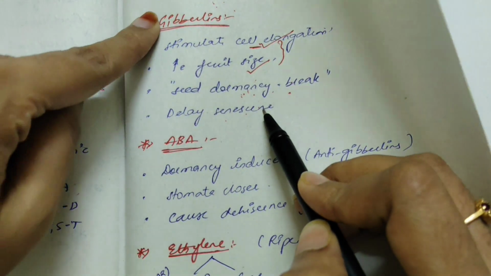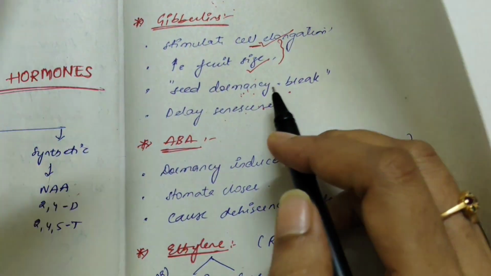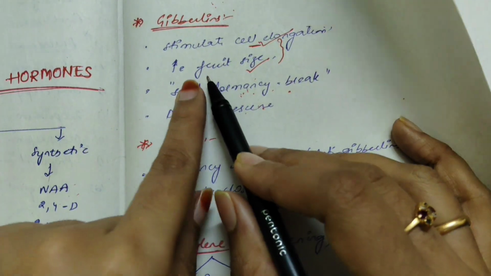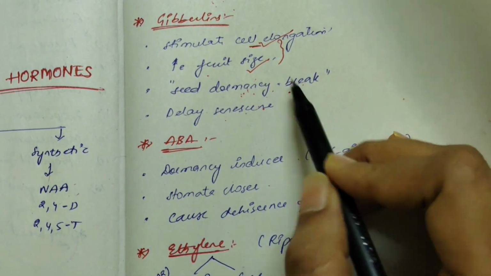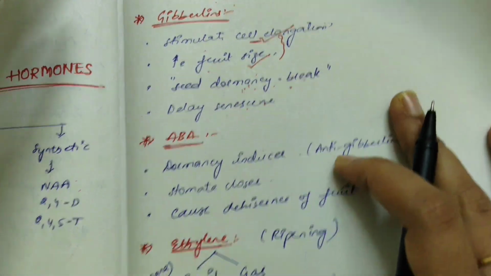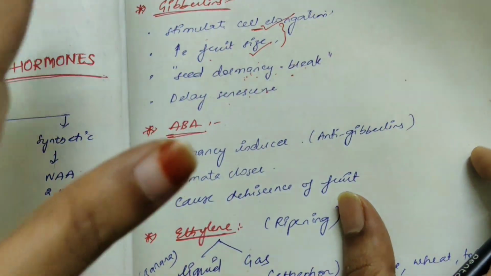So gibberellin is also one of the important substances we use in horticultural crops. It increases fruit size, breaks seed dormancy, and stimulates cell elongation. If you can add more points, you can add, but these are the basic points to be remembered.